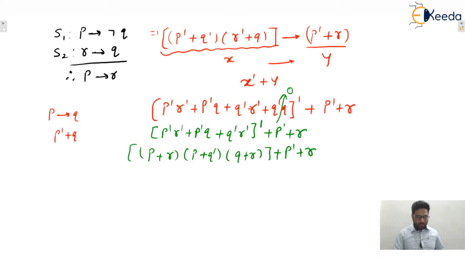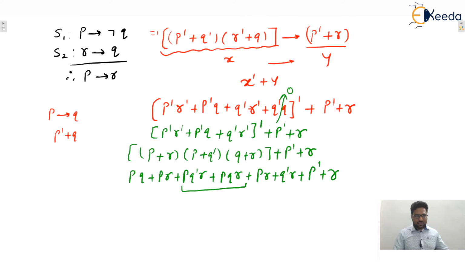Isn't it? So multiply these terms, and we get PQ plus PR, then PQ dash R, then PQR, then PR plus Q dash R plus P dash plus R. Yes or no? Now combine these. Take PR as common. So here we can take PR as common. So it becomes Q plus Q dash, that is 1. So PR dot 1 is PR only. And one more PR is there.